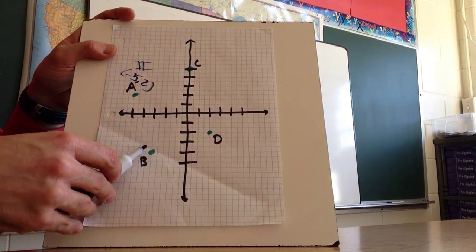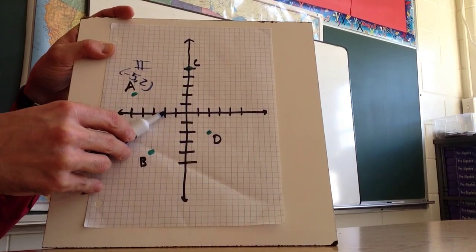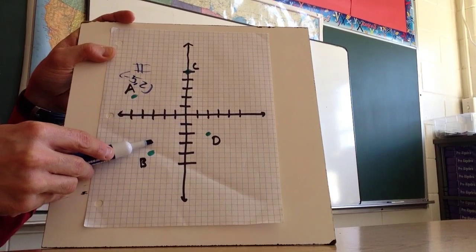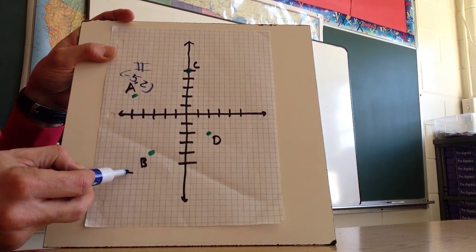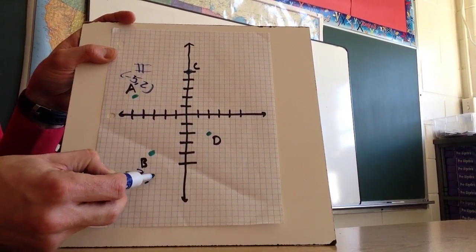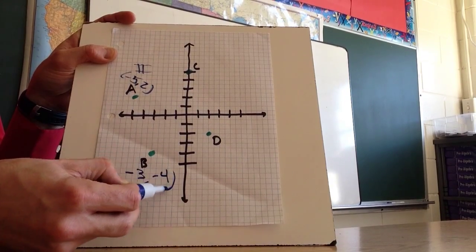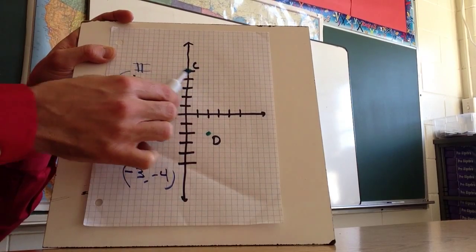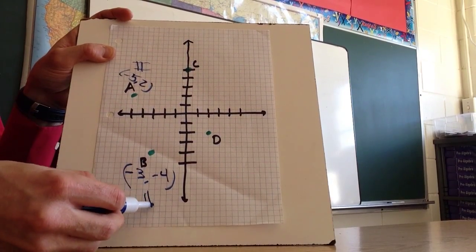All right, B is going to be negative 1, negative 2, negative 3 for x, and then negative 1, negative 2, negative 3, negative 4 for y. So this is negative 3, comma, negative 4. Remember, the x value always goes first. This is quadrant 1, quadrant 2, quadrant 3.